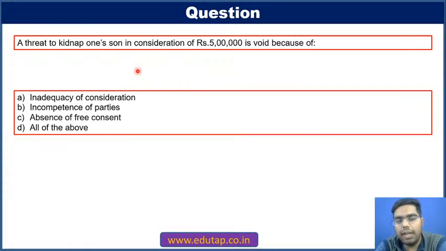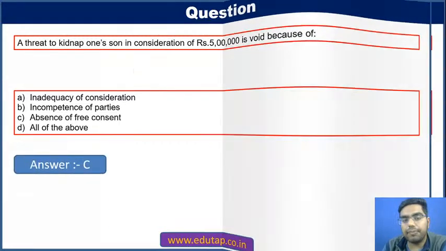Those who are saying it should be A are absolutely wrong. How can it be inadequacy of consideration? Inadequacy means the consideration is not sufficient. If I am saying that I'll kidnap your son, you pay me 5 lakh rupees, you are saying it is inadequate consideration. The consideration should be 10 lakh? The correct answer is C, absence of free consent.